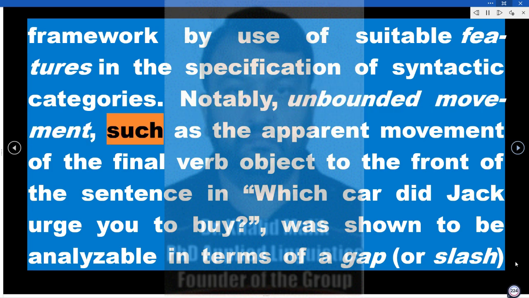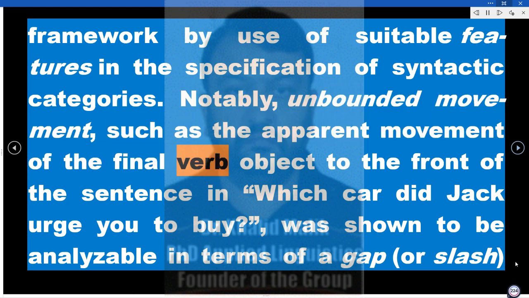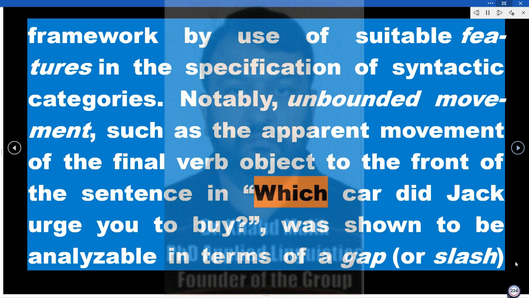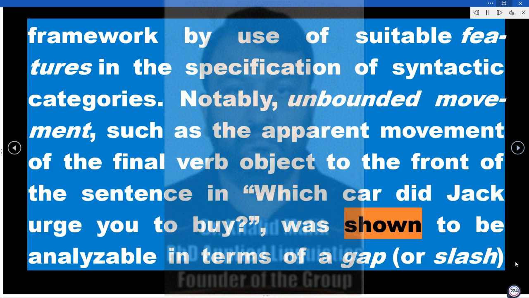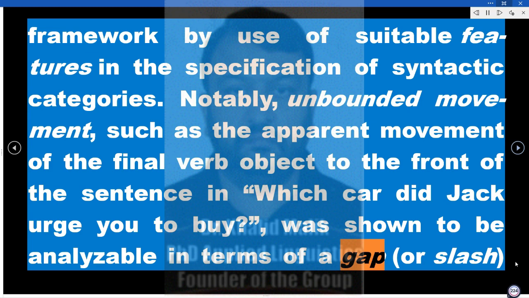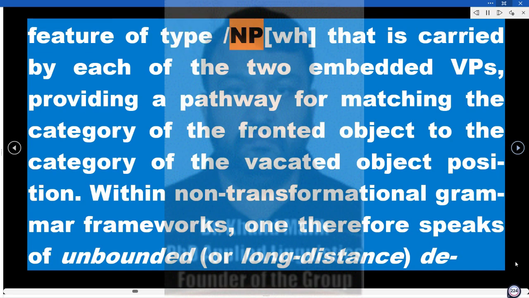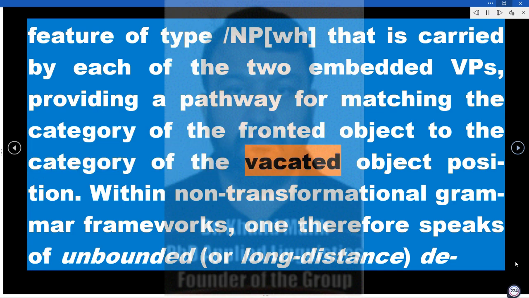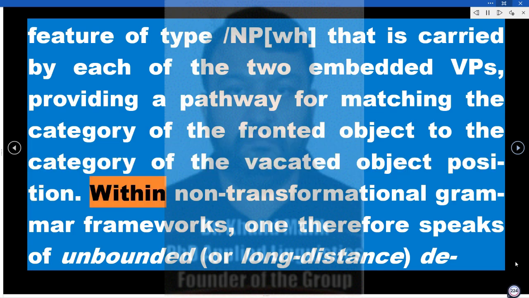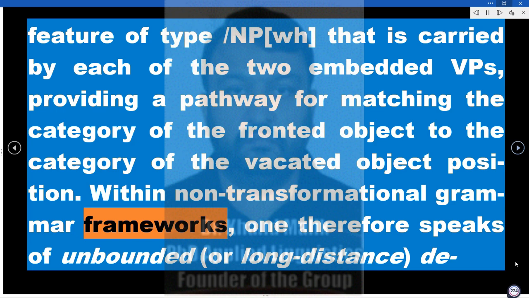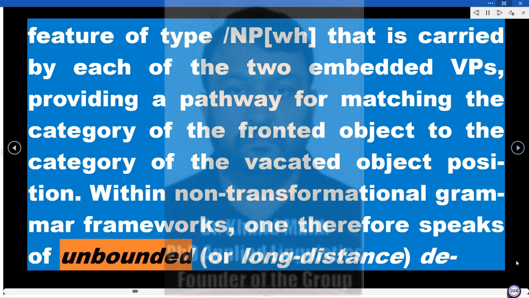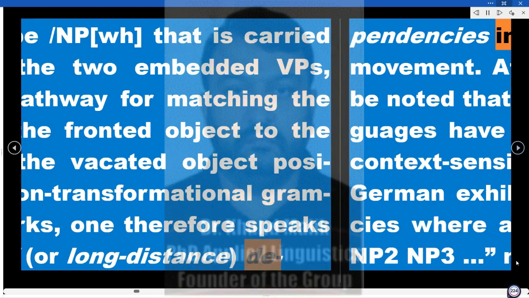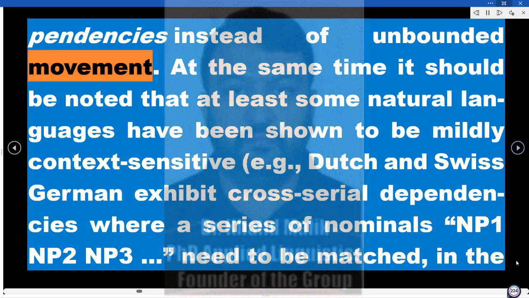Notably, unbounded movement, such as the apparent movement of the final verb object to the front of the sentence in "Which car did Jack urge you to buy?" was shown to be analyzable in terms of a gap, or slash, feature of type NP[WH], that is carried by each of the two embedded VPs, providing a pathway for matching the category of the fronted object to the category of the vacated object position. Within non-transformational grammar frameworks, one therefore speaks of unbounded, or long-distance, dependencies instead of unbounded movement.